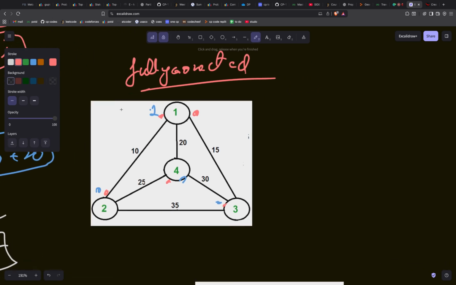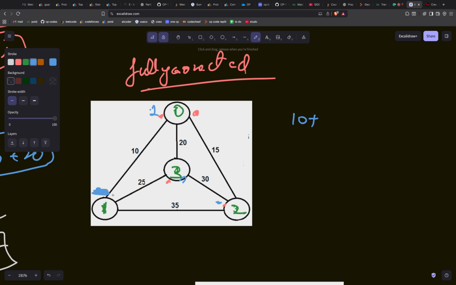Now what it says is, let's start from zero. Here it is a one-indexed graph, so let me make this a zero-indexed graph. This would be zero, this would be one, this would be two, and this would be three. So we start from zero. Then we can go to one, we can go to three, we can go to two. Let's start from zero and go to one here. That would give me a cost of 10. So I'm at one now.